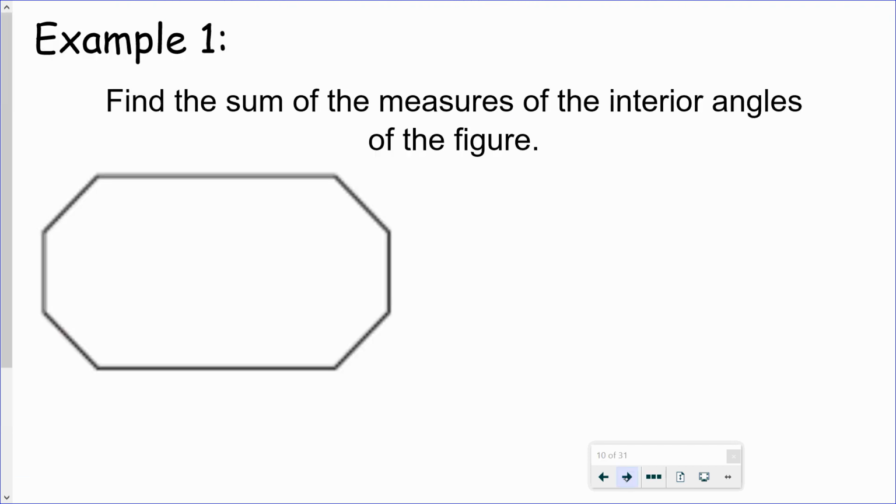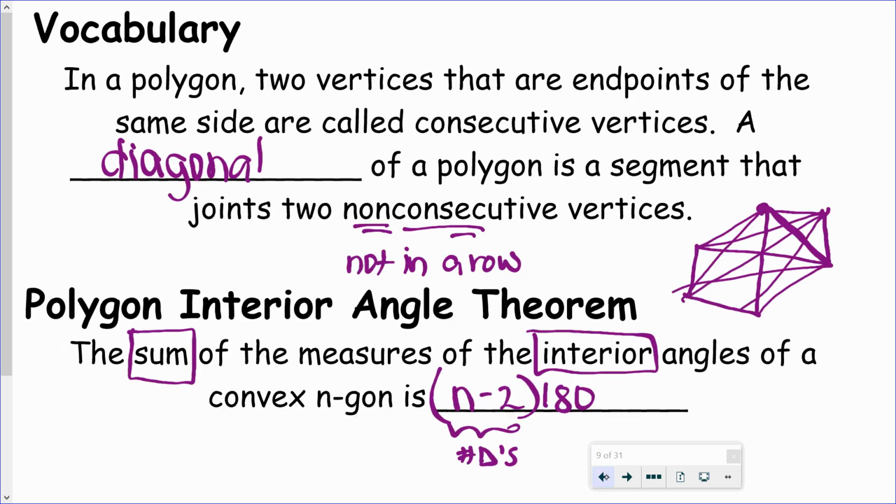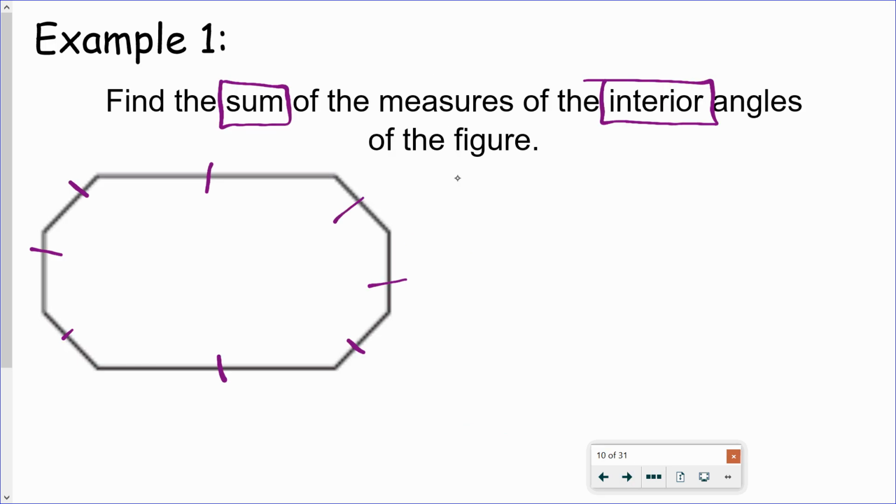So let's go ahead and try that. Find the sum of the measures of the interior angles of a figure. And once again, I need you to have a highlighter or a different colored something ready for this lesson, okay? Well, let's look at this. 1, 2, 3, 4, 5, 6, 7. There are 8 sides. To find the sum, your n is the number of sides. So there are 8 sides here.